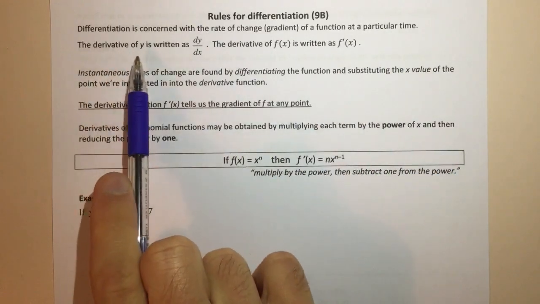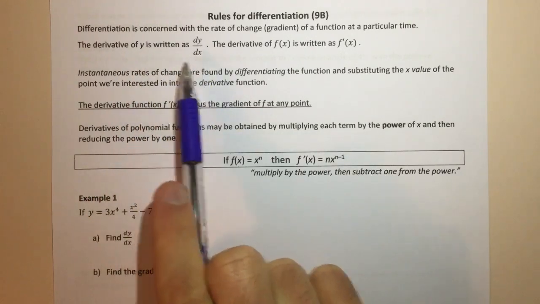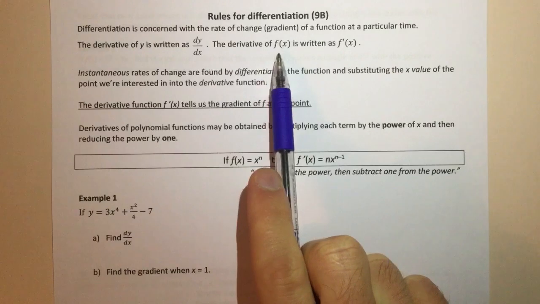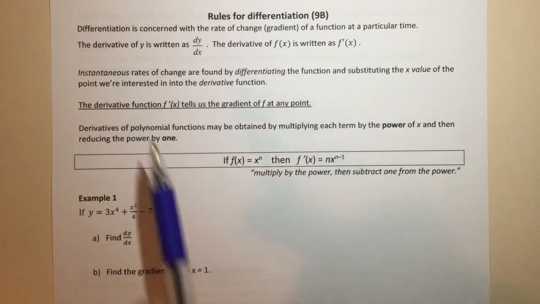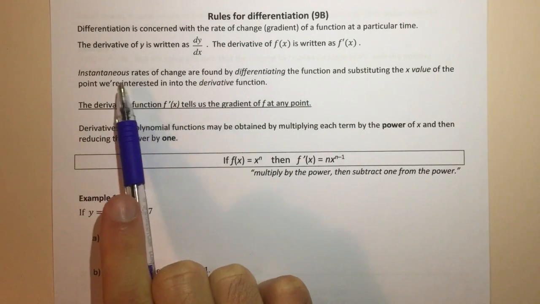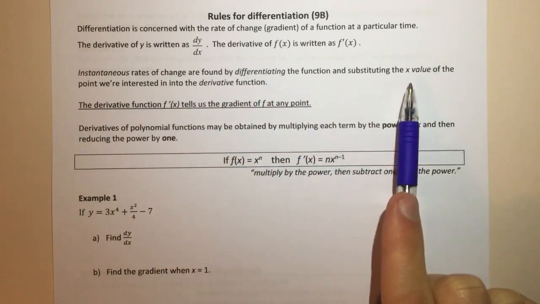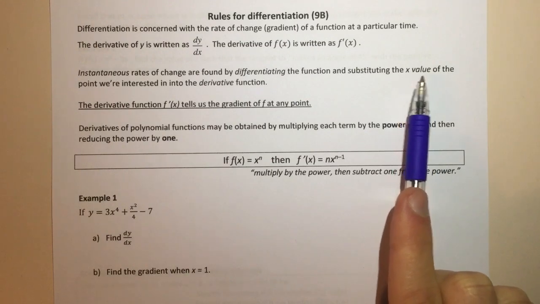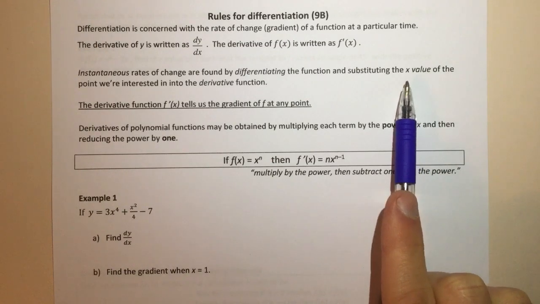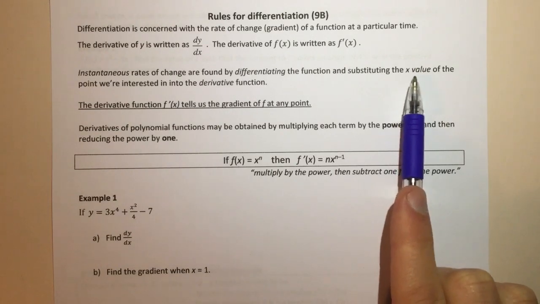Little bit of notation here. If your original rule is written as y, then the derivative will be written as dy dx. And if the original rule's in function notation like f of x, then the derivative is written as f dash of x. As we just said, instantaneous rates of change, so not average rates of change, is found by differentiating the function and then substituting in the x value of the point where we want to find the gradient, okay? Because the derivative is really a rule for the gradient at any point. If we want to make that a specific point, we substitute in the specific x value that we want.